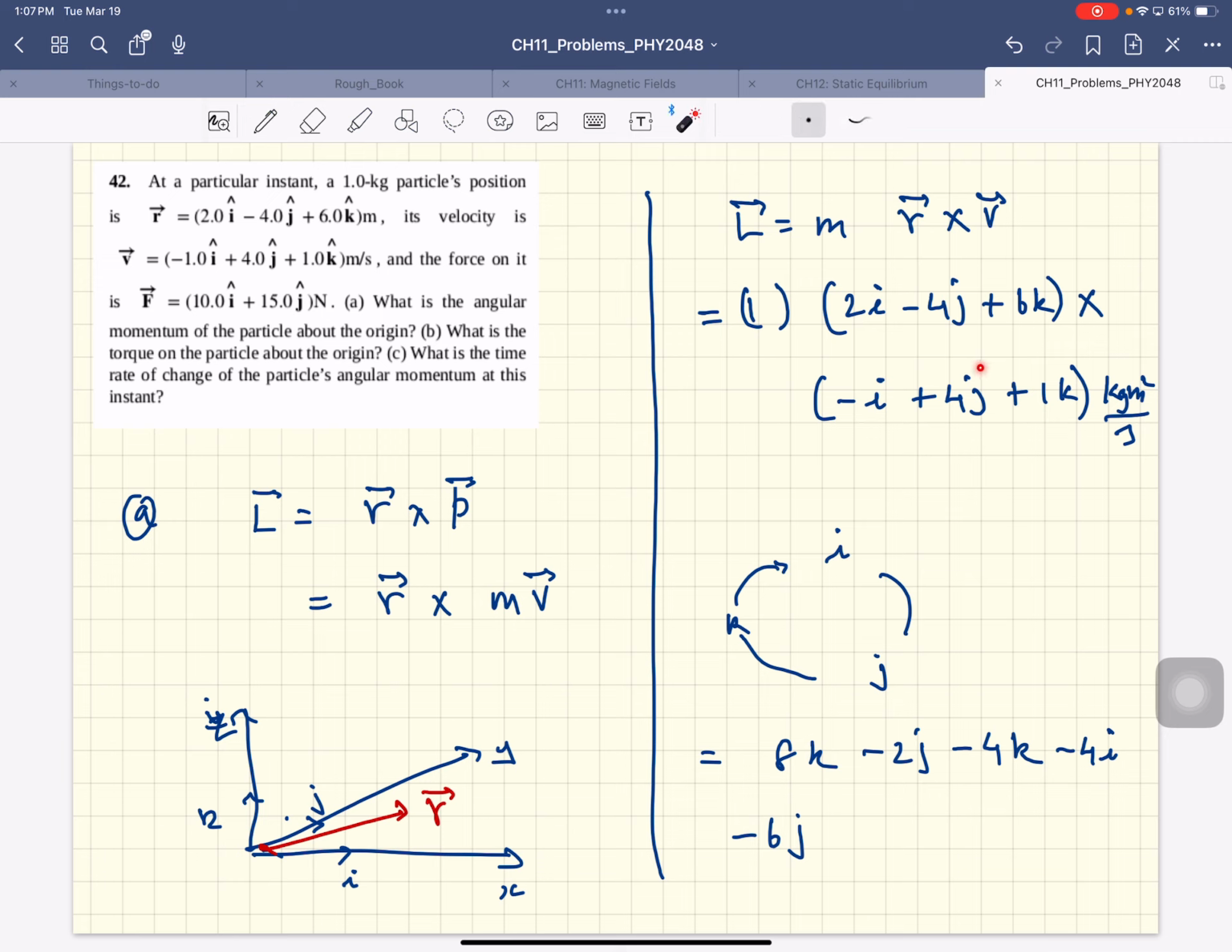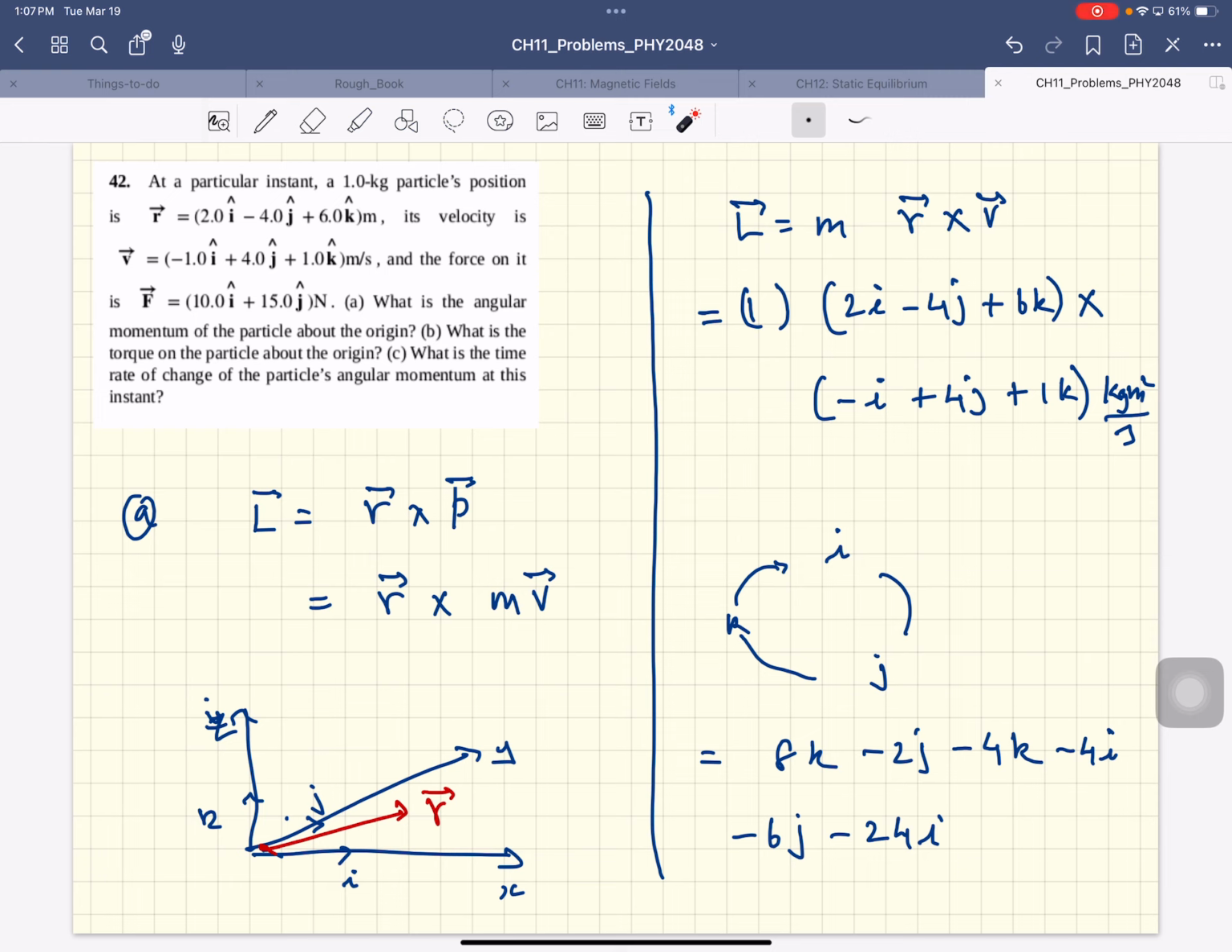K cross J. Is it negative I? Minus I? Very good. Negative I. K cross... So that's minus 24i. And K cross K is, of course, 0. Any vector crossed with itself is 0.